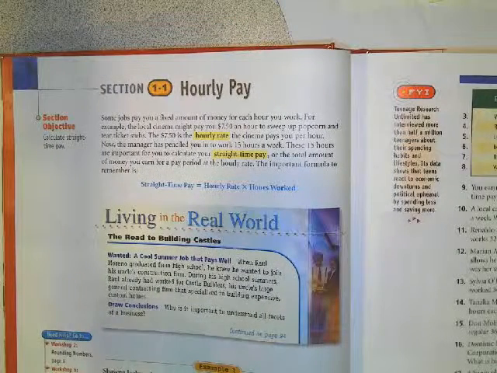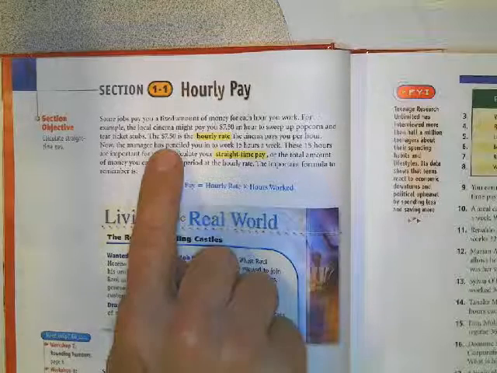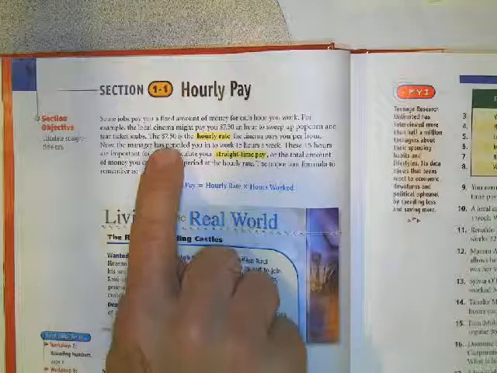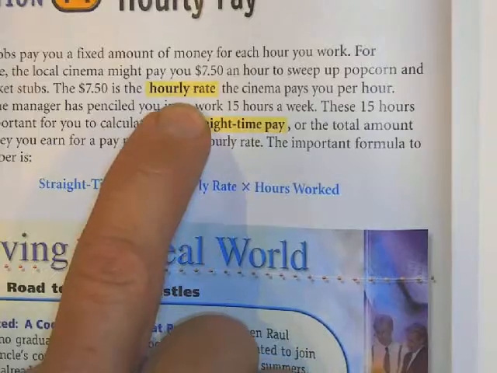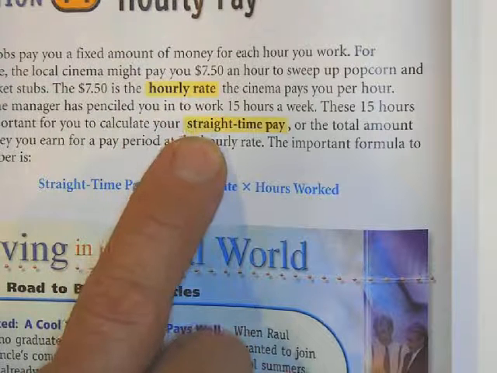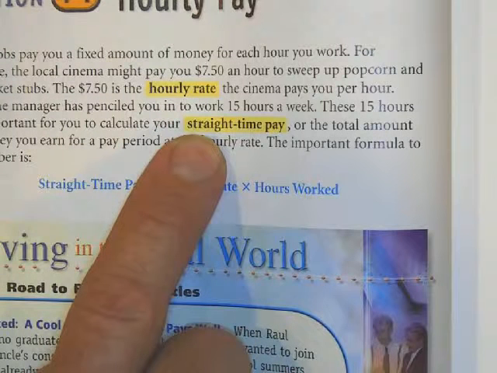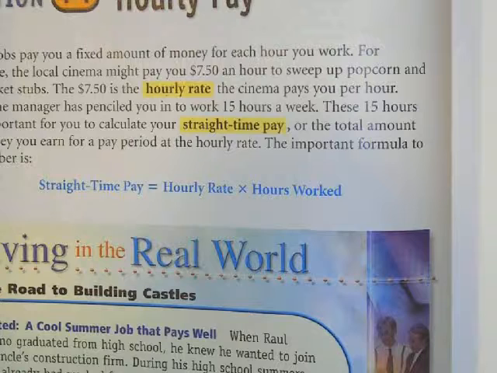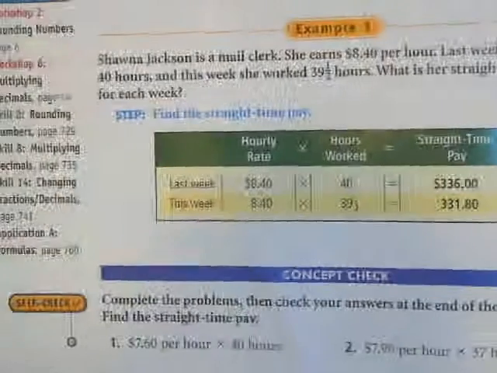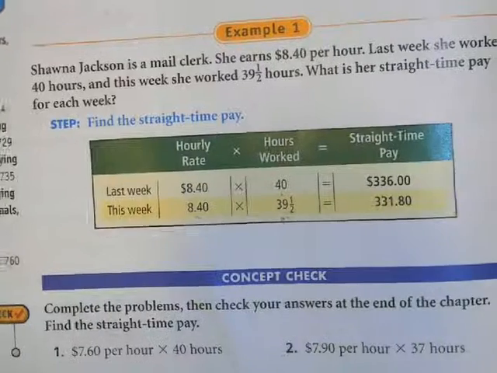Your vocabulary word for this chapter is going to be hourly rate, and I think you probably already know that. That's just the amount of money. So for instance, in the textbook, if you made $7.50 an hour, $7.50 is your hourly rate. You multiply your hourly rate times how many hours you've worked in a week, and that is your straight time pay. We're going to talk about overtime pay and other ways of getting paid later on in this chapter, but for now we're just going to talk about simple straight time pay.